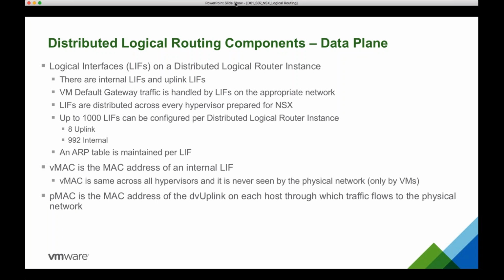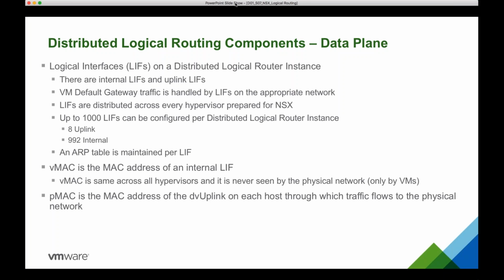There are internal LIFs and there are uplink LIFs. Internal LIFs are what you'll connect to all of your logical switches. Your uplink LIF is generally connected to a transport logical switch, which goes upstream to an Edge Services Gateway, and we'll talk about that in a little bit more. You can do up to 1,000 LIFs per DLR instance. Now that's not saying that you can have 1,000 total LIFs in your environment. You can have 1,000 total LIFs per DLR. You can have multiple DLRs in your environment. You can have multiple DLRs on a host at any given time.